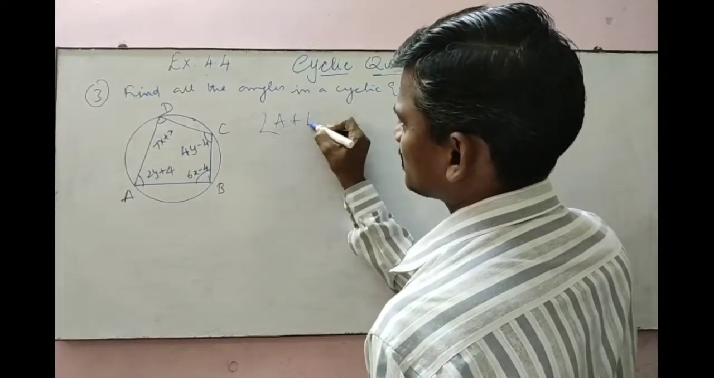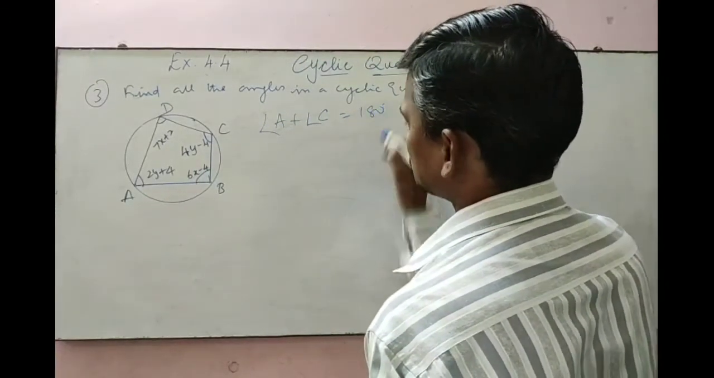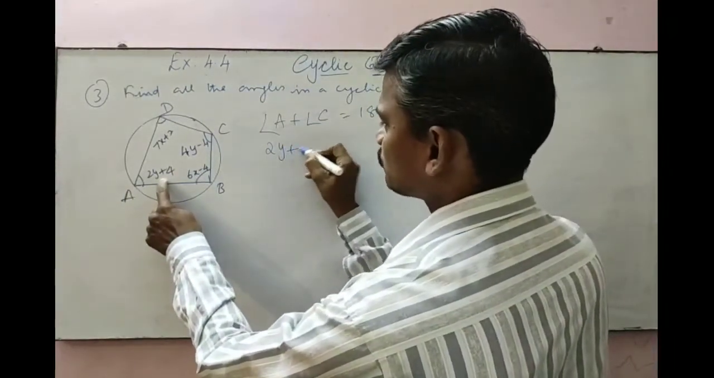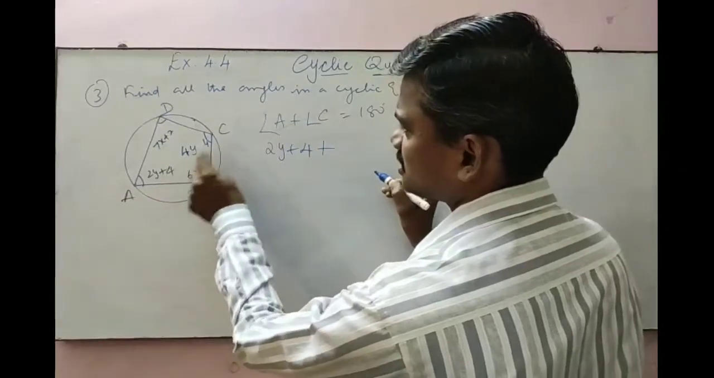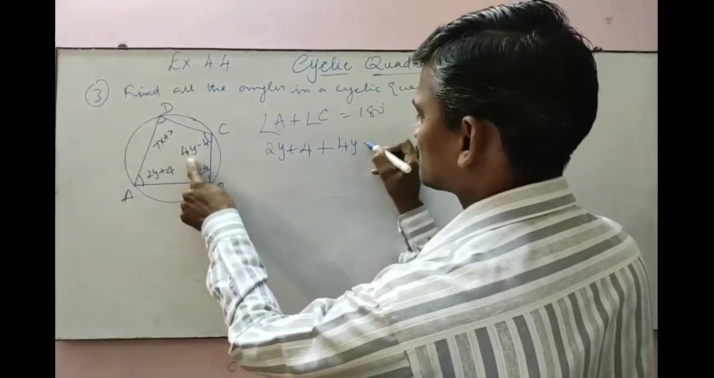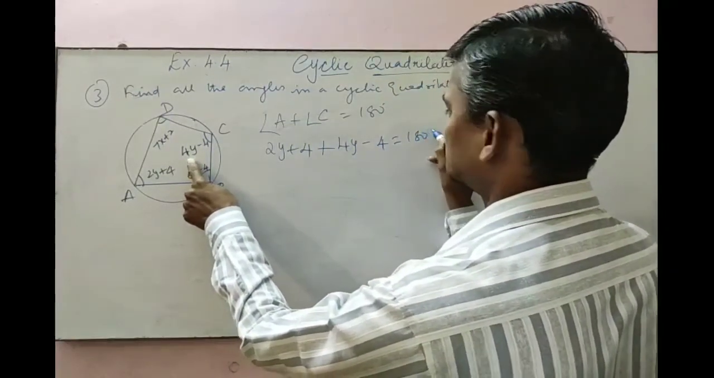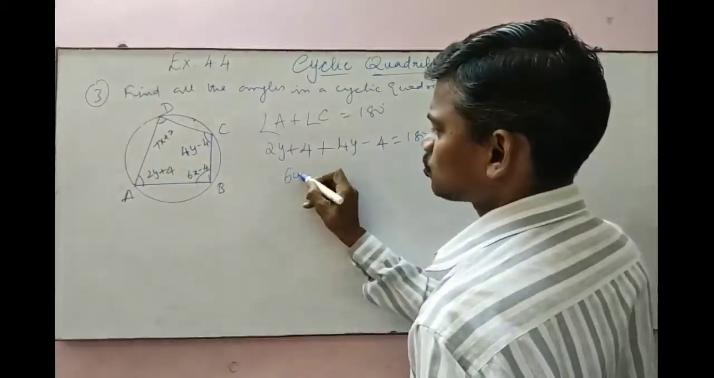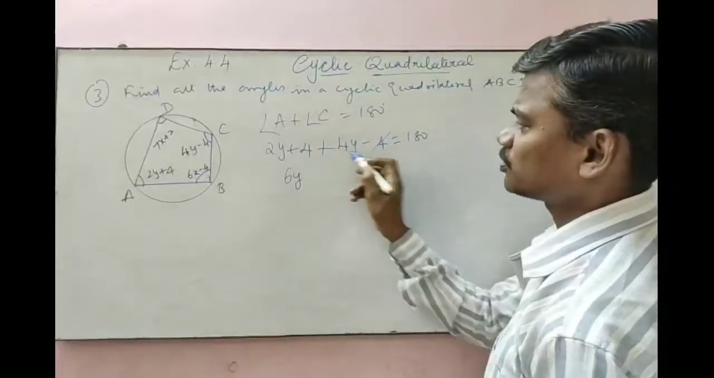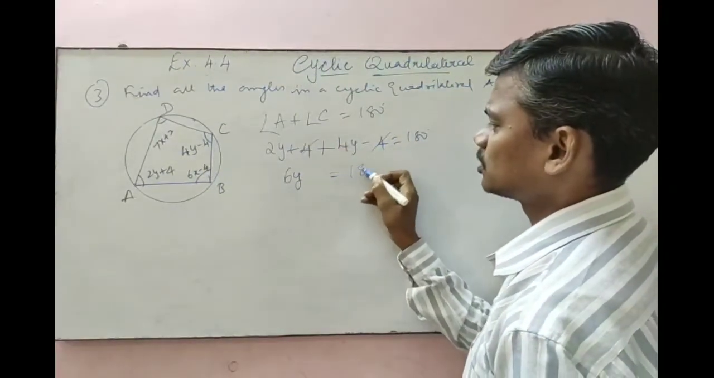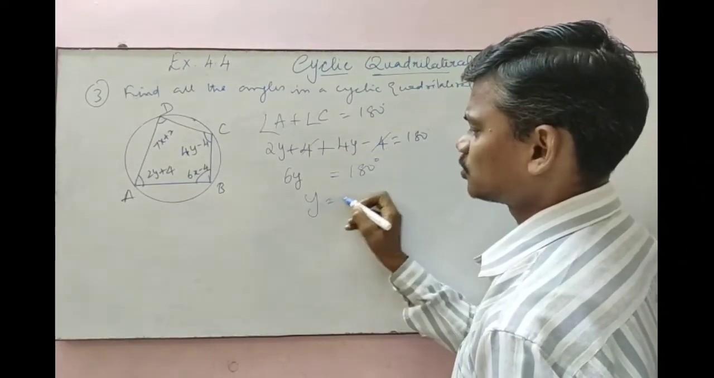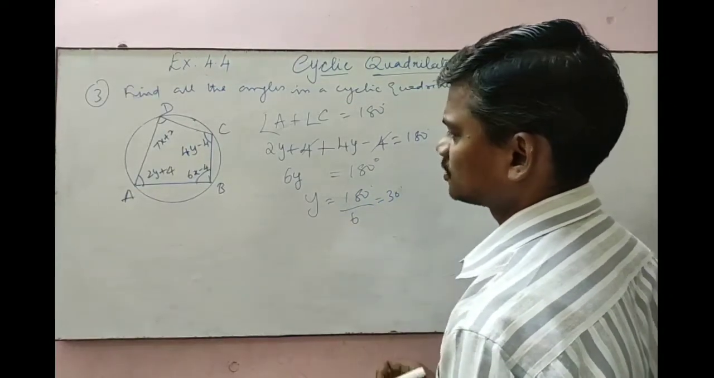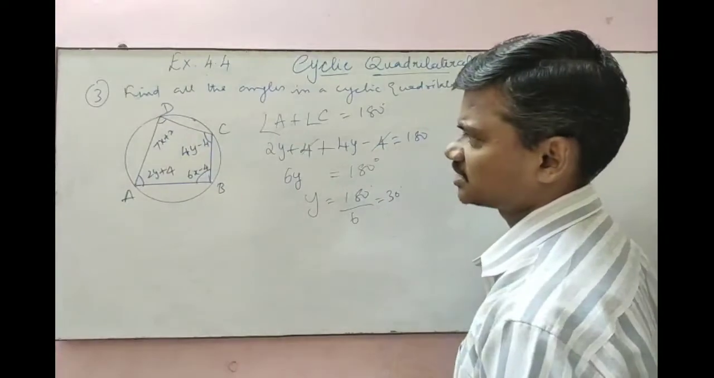So angle A plus angle C equals 180 degrees. What is the angle A given to you? 2y plus 4, plus angle C which is 4y minus 4, equals 180 degrees. If you add 2y plus 4y, it gives 6y. Plus 4 and minus 4 get cancelled. 6y equals 180 degrees. y is equal to 180 divided by 6, which is 30 degrees. We get the value of y as 30 degrees.